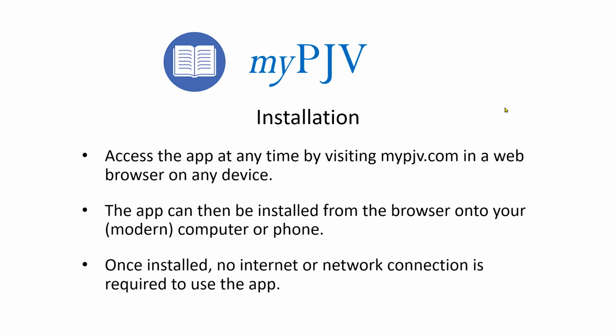This video will cover accessing and installing the myPJV Bible app on your computer or handheld device. You may access the app at any time by visiting the website myPJV.com in a web browser on whatever device you're using. The app can then be installed from the browser onto your computer or phone.